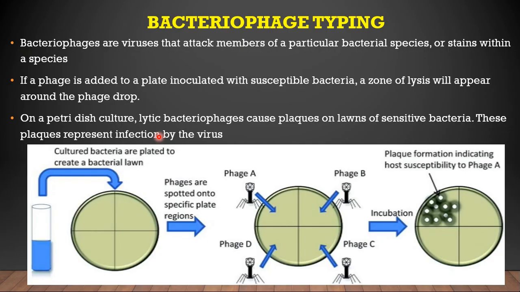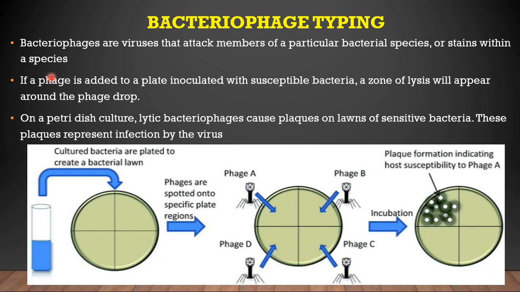Then moving to bacteriophage typing. Bacteriophages are certain viruses that attack members of particular bacterial species or strains within a species. Phage typing is majorly based on the specificity of the phage surface receptors. So only those bacteriophages that can attach to the surface receptors can infect bacteria and cause lysis.